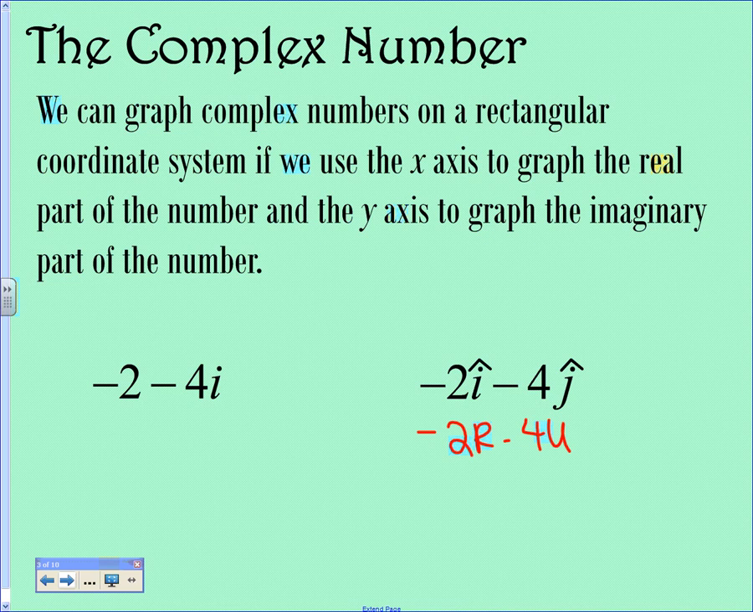Okay. So it may be confusing because you have i's in both of them, but the first number is the one that goes left and right. And then the second number, you go up and down. So that's just how you keep it straight.